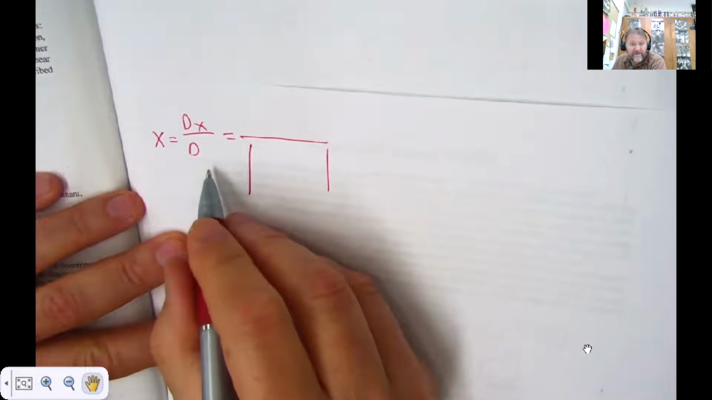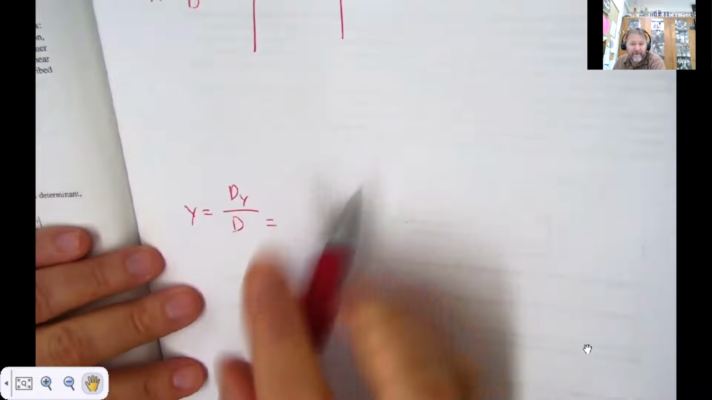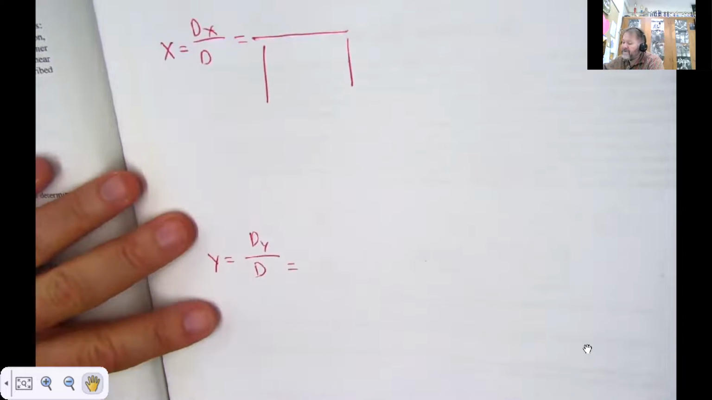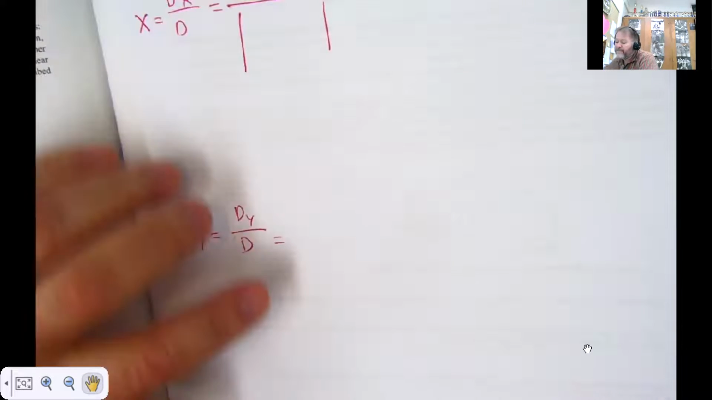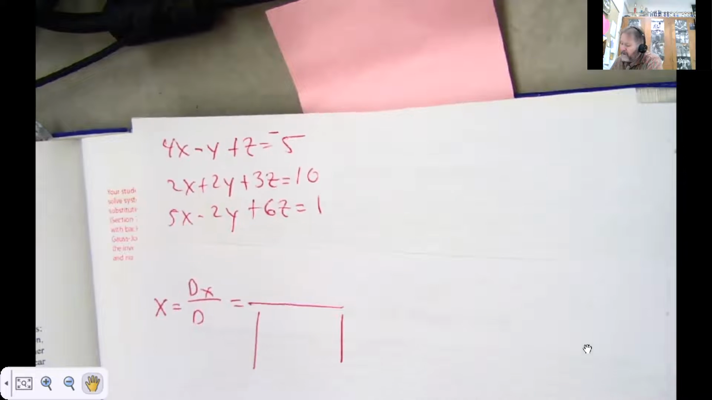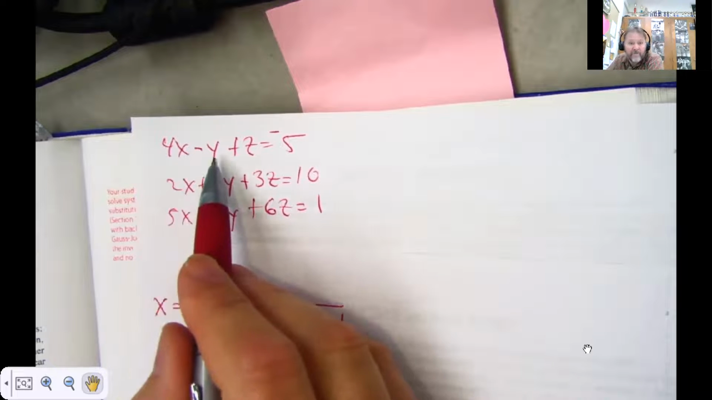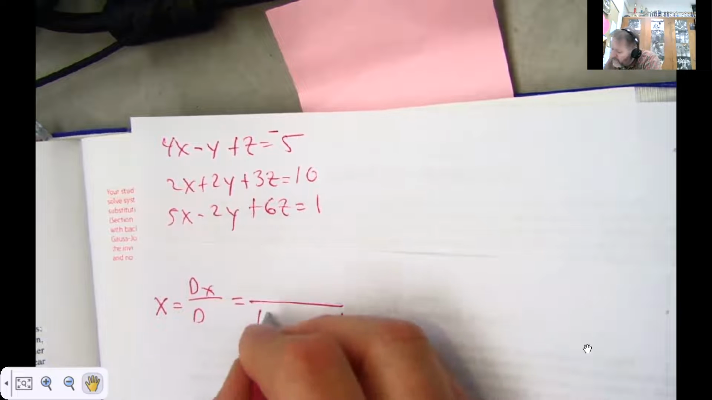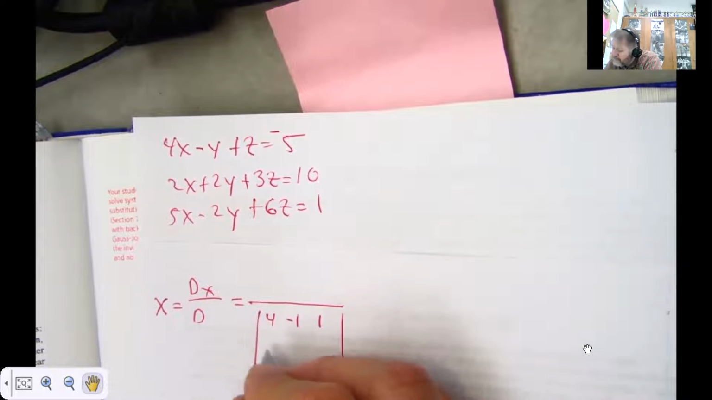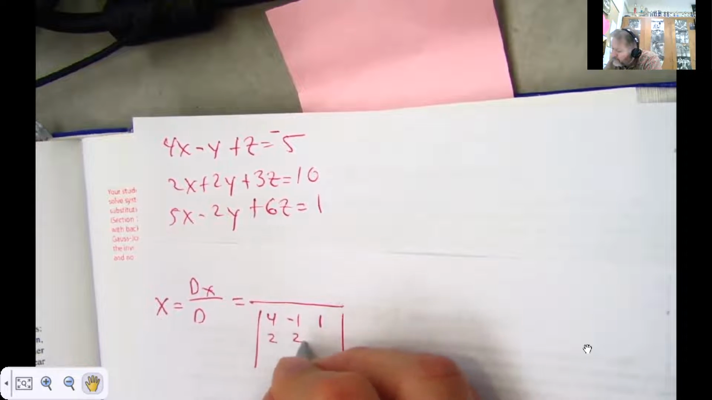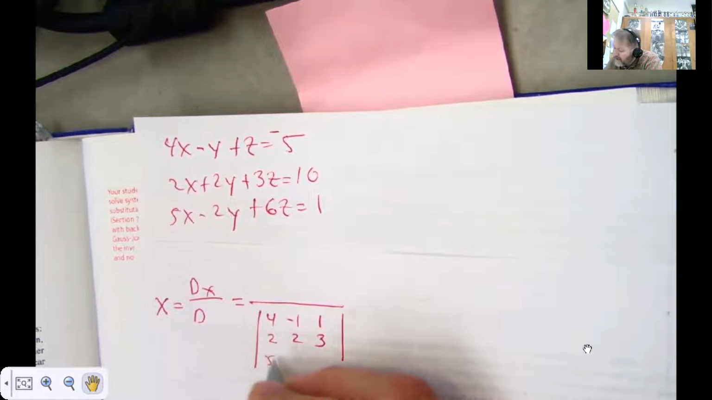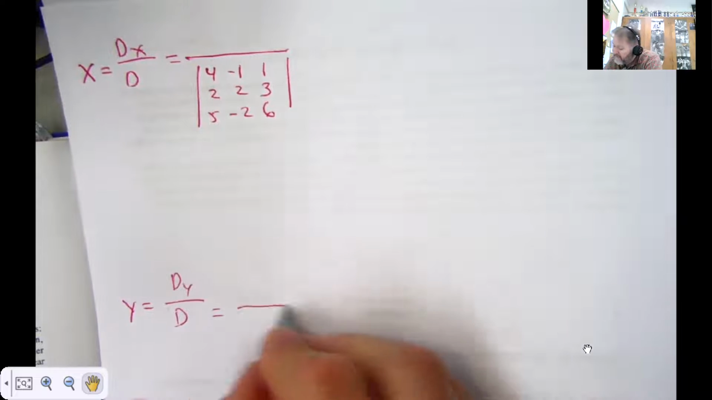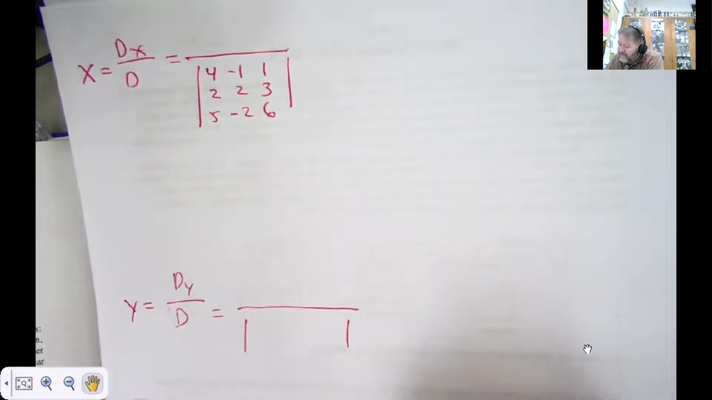Let's go ahead and get d for every single one, right? Because that's the denominator for whether we're talking about x, y, or z, just d. And remember what d is. D is the coefficients matrix. So if I look at the coefficients, it's 4, negative 1, 1, 2, 2, 3, 5, negative 2, 6. Let's go ahead and put that in there. 4, negative 1, 1. It is 2, 2, 3. And it is 5, negative 2, 6. I'm just going to keep writing that same matrix because it is the same for all of them.